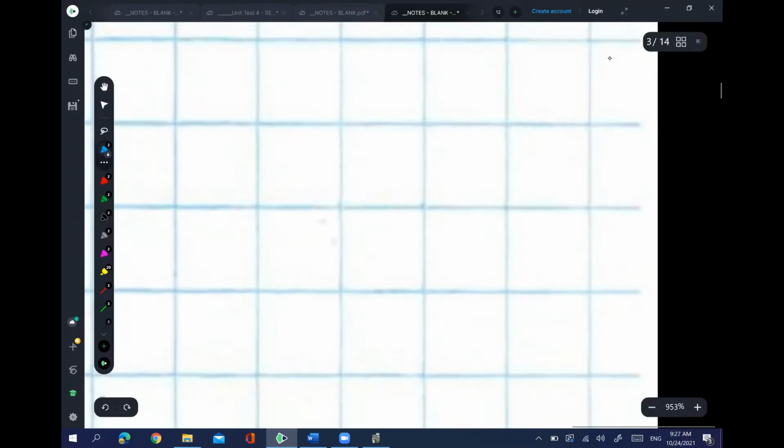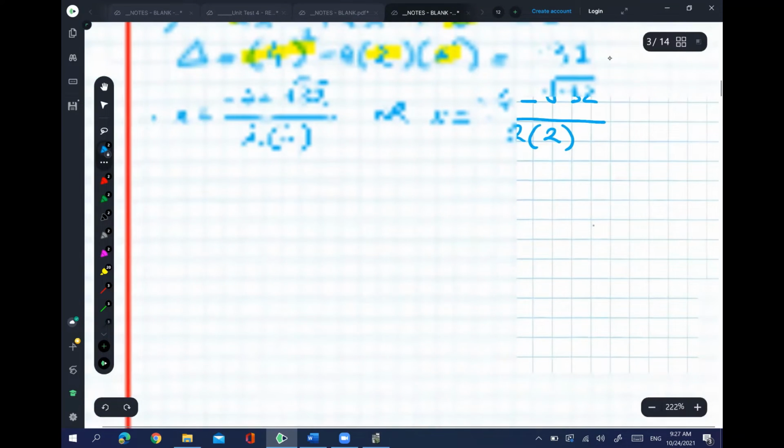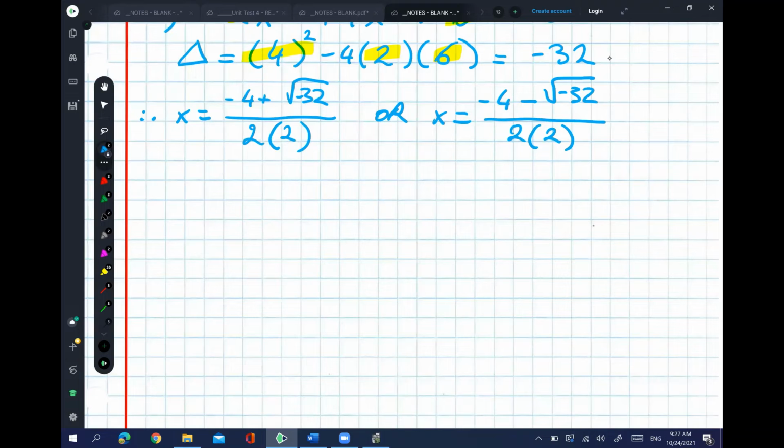You end up having two roots with the square root of a negative number. So they are imaginary numbers. So what does the minus inside become? Outside, an i.